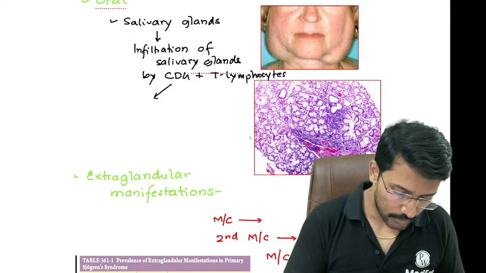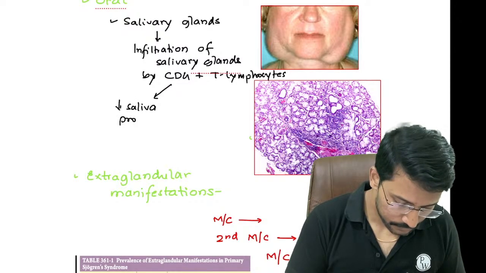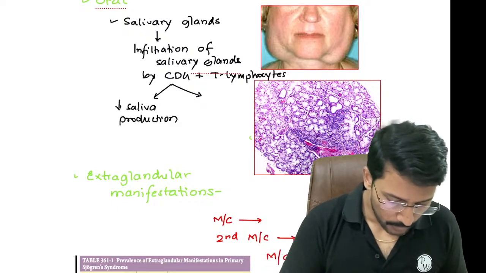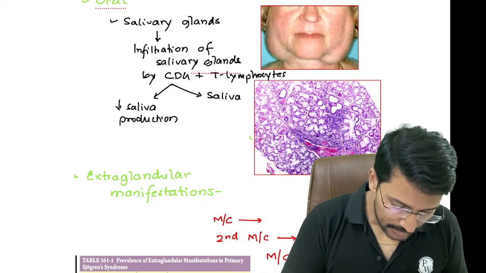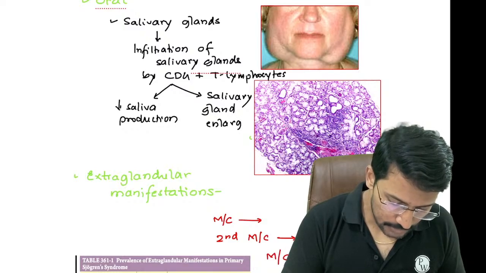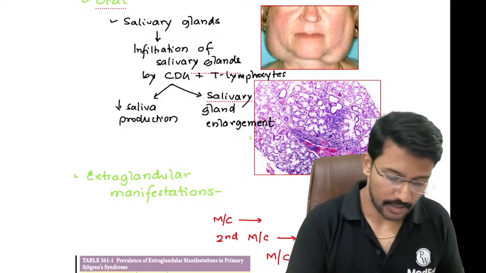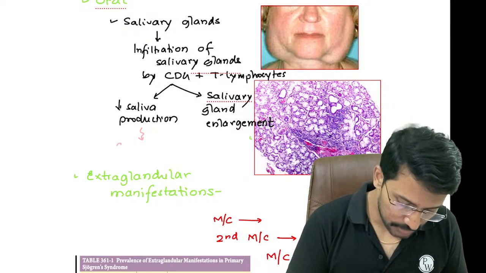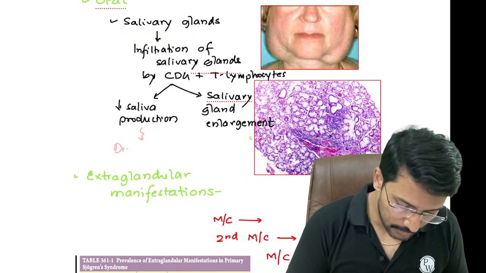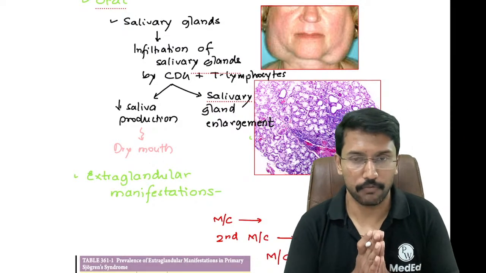So this will lead to, one, decreased saliva production, and second, salivary gland enlargement, because बहुत से lymphocytes salivary gland के अंदर घुस चुके हैं. And if there is decreased salivary production, what will be the symptom? The patient will present with dry mouth or difficulty in chewing food.